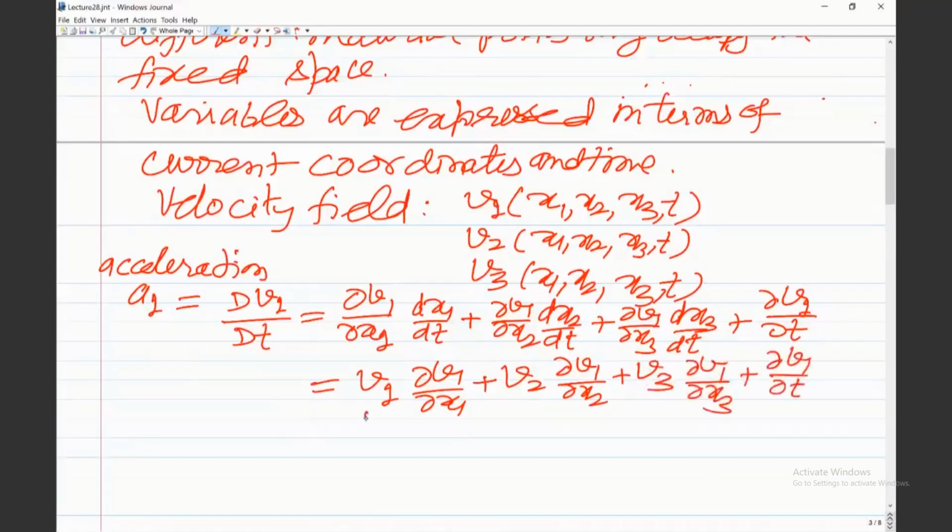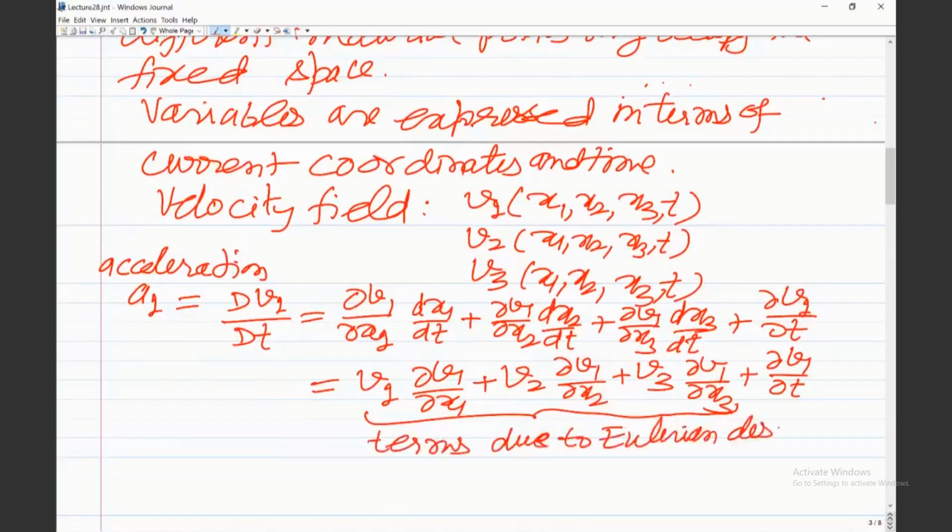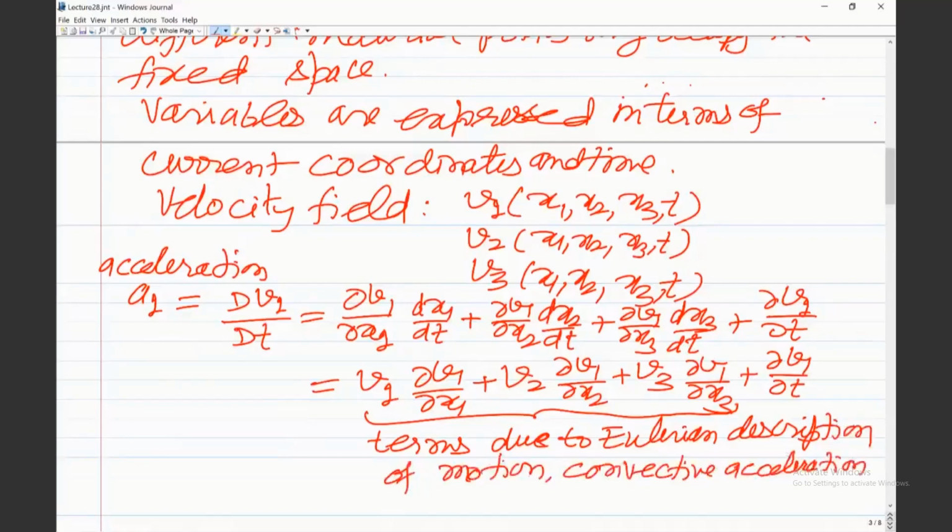So now if you look at these first three terms, these are terms due to the Eulerian description of motion. And this part of the acceleration is also known as convective acceleration. So yeah, this is in brief.